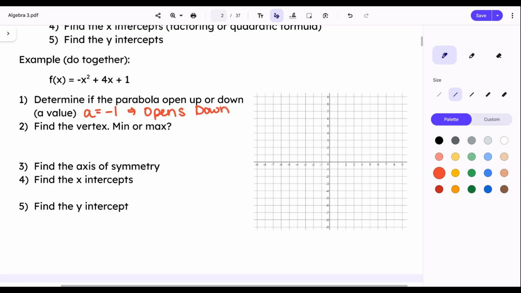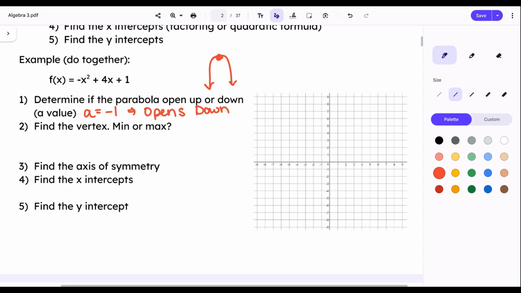Okay, so we know this is going to be a sad parabola, which means my graph is going to look like this. This point at the top is going to be my vertex, the highest point on my graph. So my vertex is going to be a maximum because that's the tallest, like you're standing on top of the hill and it's downhill on either side of that vertex.